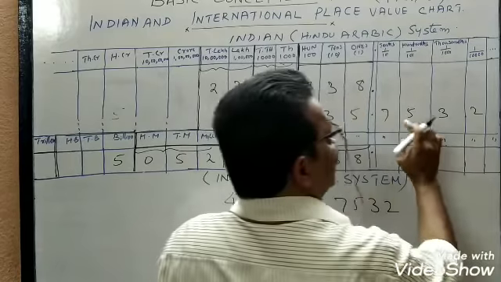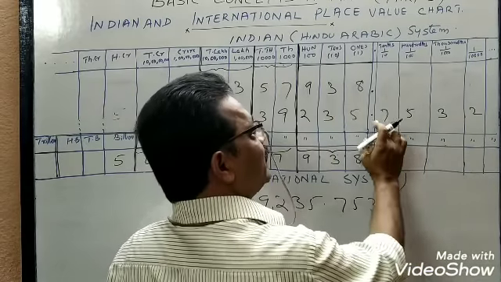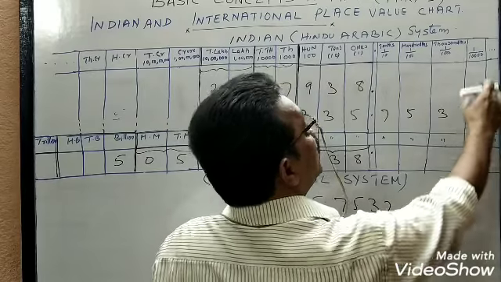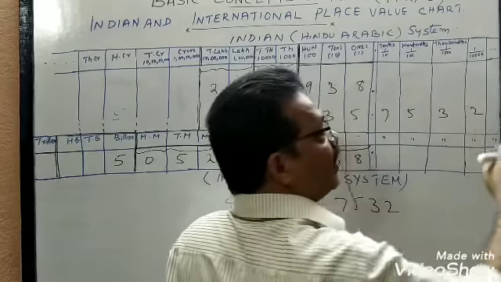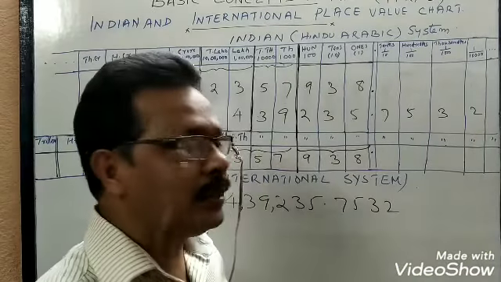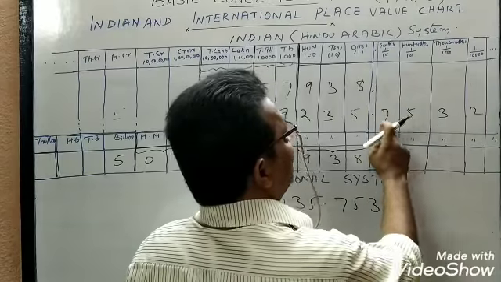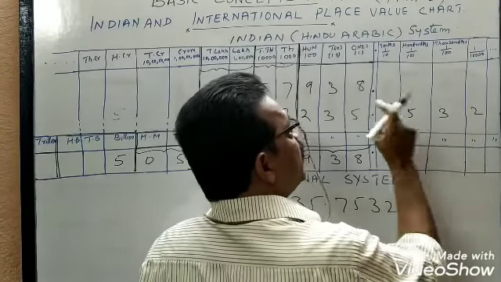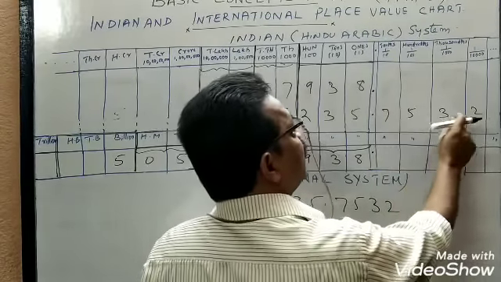We could say 7,532 ten-thousandths, but we don't say it like that. It is a little bit confusing, so we just say 7532. We should not say 7,532 ten-thousandths, we should say 7532.